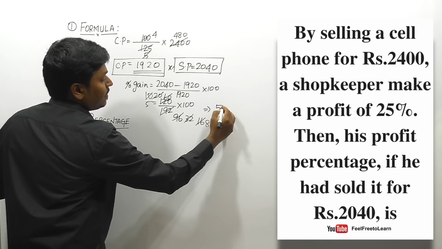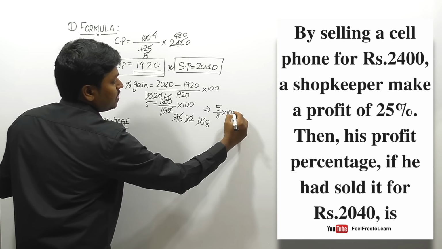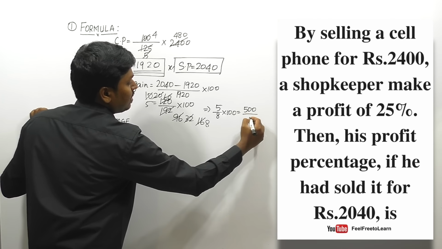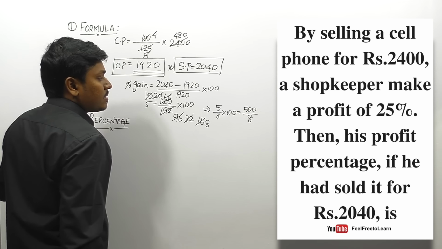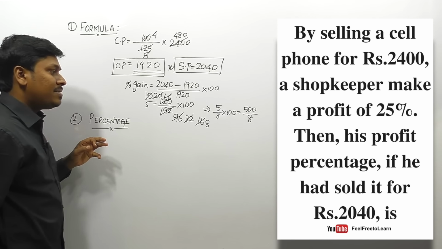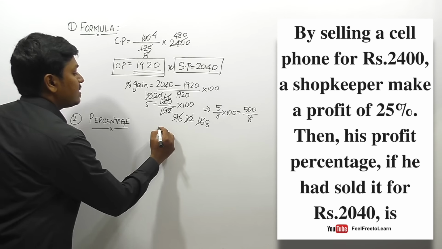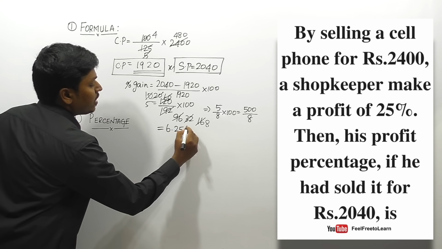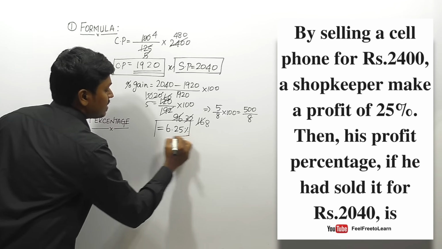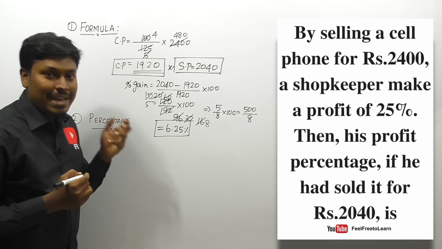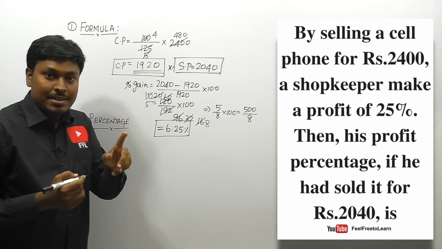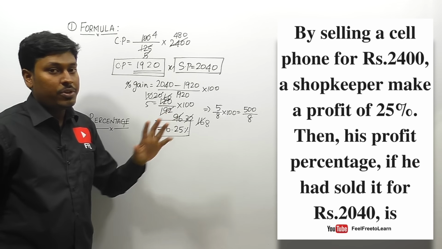So 5 divided by 8 into 100. So this can be taken as 500 divided by 8. So 8 6s are 48. So it will be 6.25. So finally we can say that the answer will be 6.25%. So friends, 6.25% will be its gain percentage if he sold the same mobile phone for 2040 rupees.